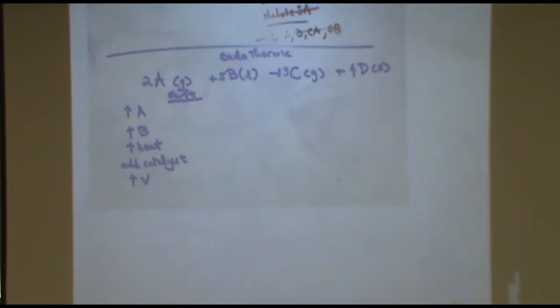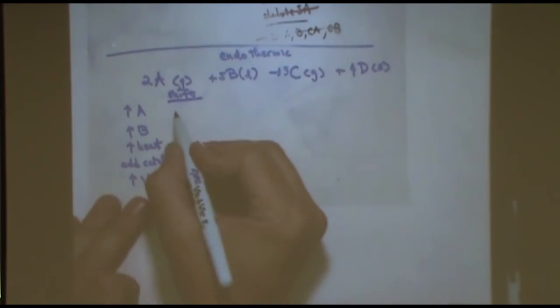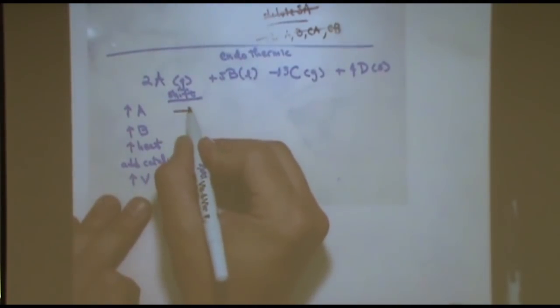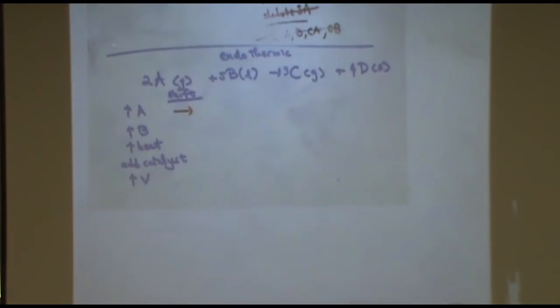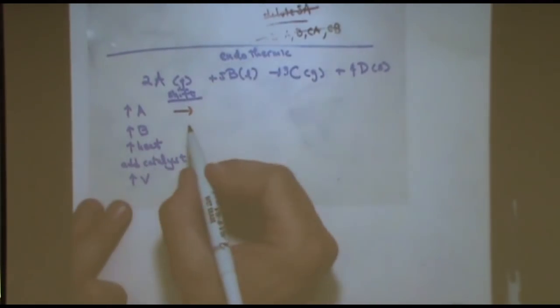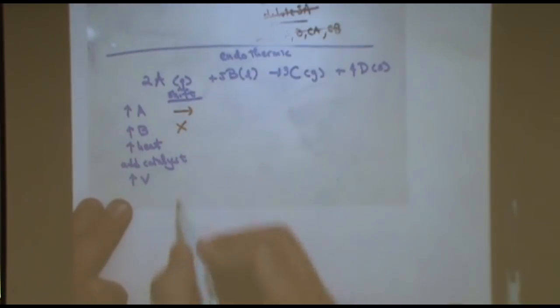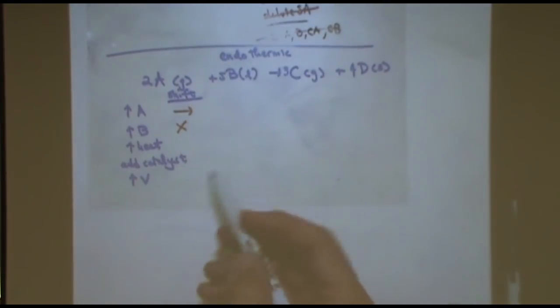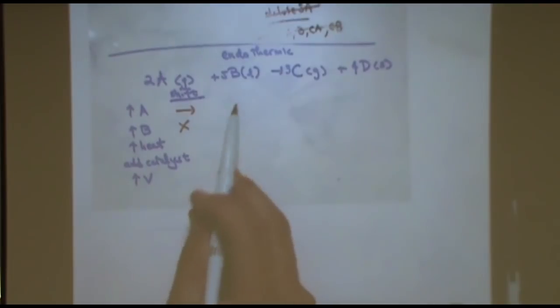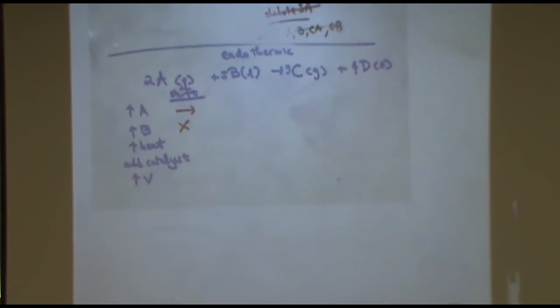All right. We want to do the shift for each of these. Let's give it a shot, then we'll go through and I'll make the question slightly harder. If I add A, which way does it shift? It has to go away from what was added, away from the stressor. Add B, no shift, because I'm adding a liquid in this case. When adding liquids and solids, we assume relatively no change.